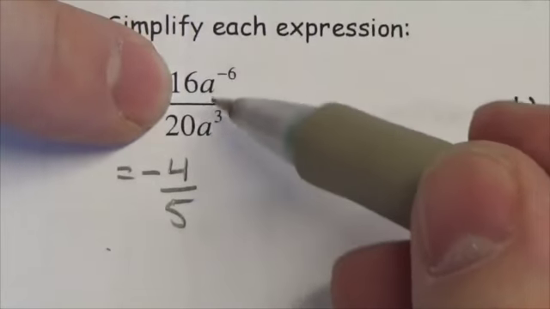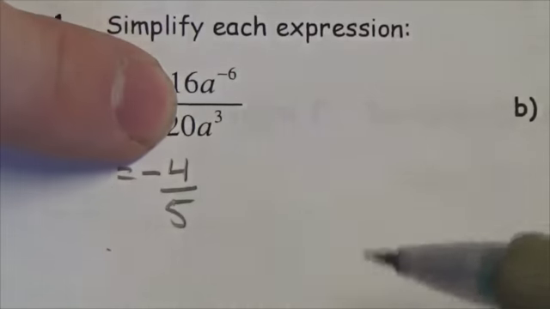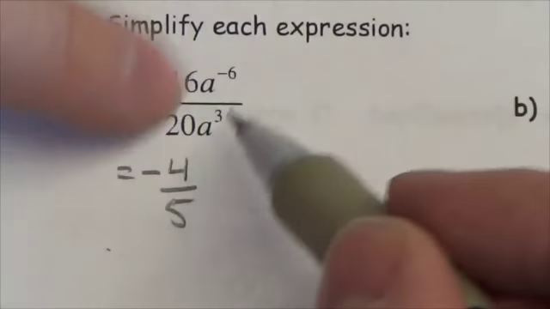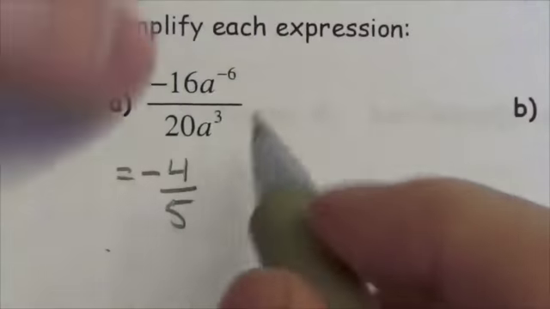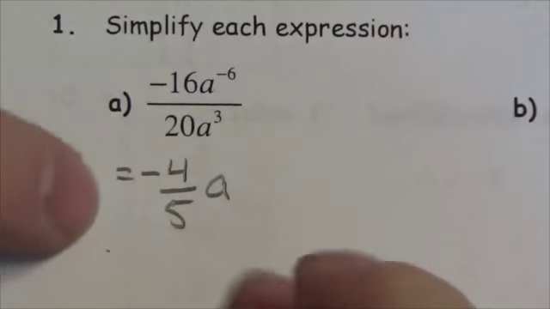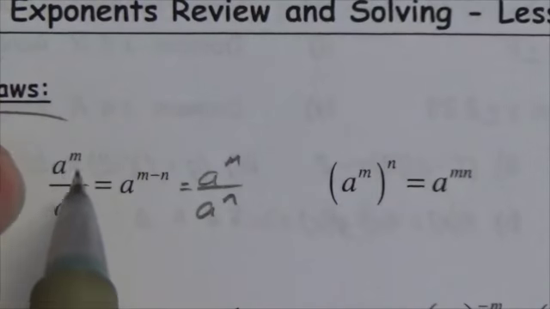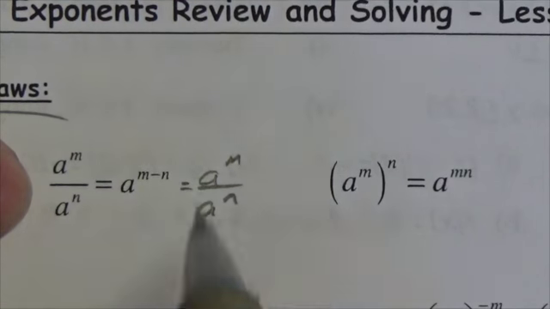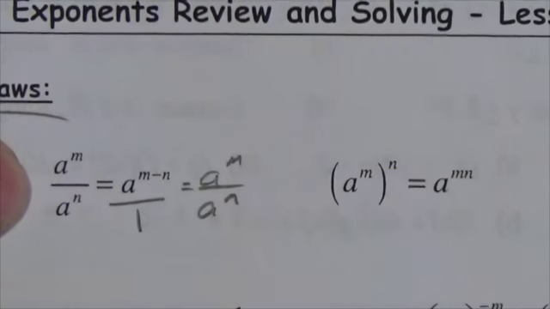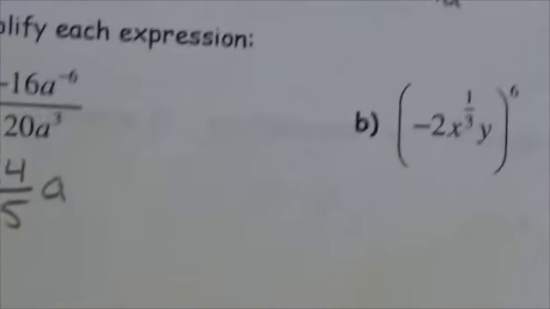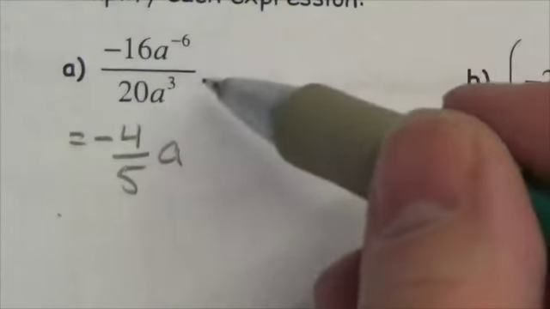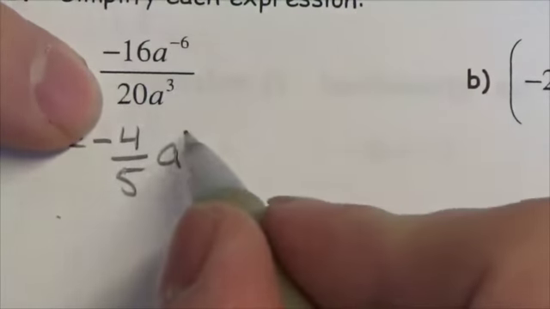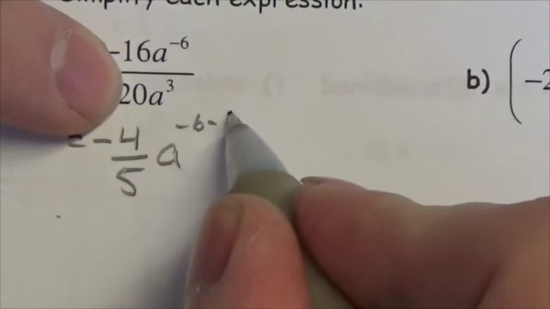Next, I move on to my variables here. I've got a to the negative 6 over a cubed. Remember that division becomes subtraction, now, subtraction in the numerator here. So watch this. When I have this rule up here, a to the m over a to the n is equal to a to the m minus n over 1. I've got to remember that I'm popping that into the numerator here. There's a couple of different ways I could do this, but I'm going to do this as negative 6 minus 3.